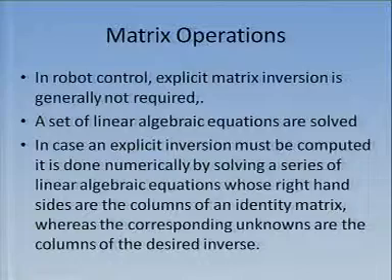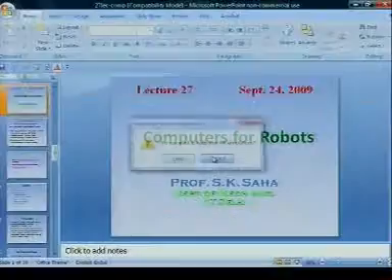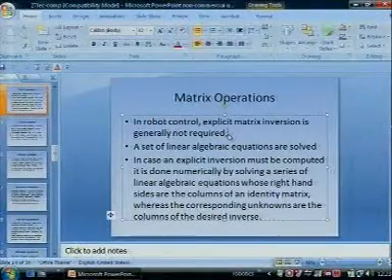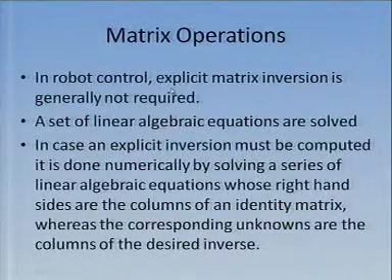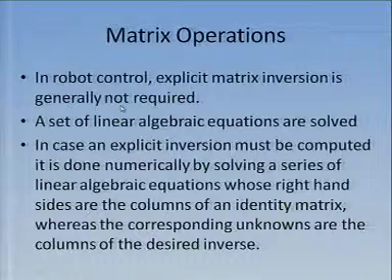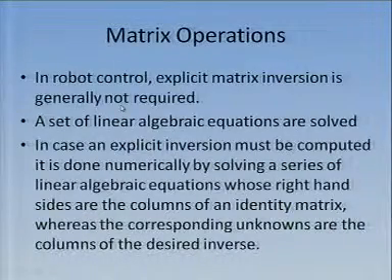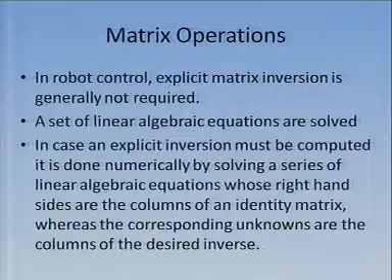In matrix computation, in robot control, we have matrix inversion. Explicit matrix inversion is generally not required in robot control, but suppose it is required in some cases, because in Jacobian inversion it is required sometimes. So, a set of linear algebraic equations are solved. How, I will explain you soon on the paper.